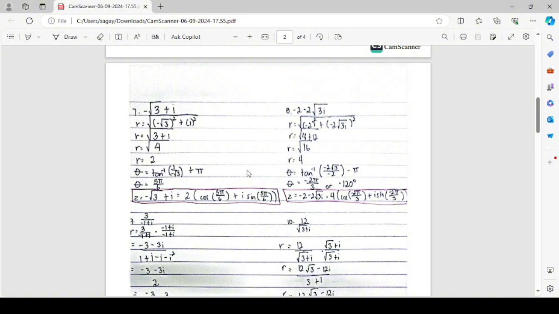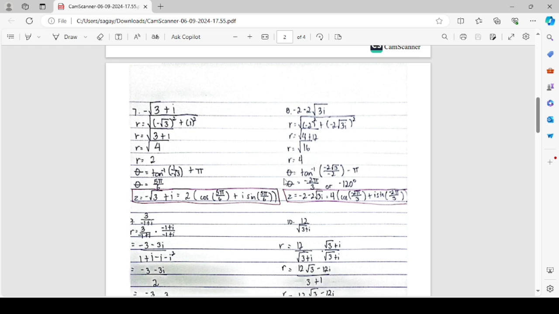And number 8 is negative 2 minus 2 square root of 3i. We just substitute again, so r is equal to the square root of negative 2 squared plus negative 2 square root of 3 squared. Then we get the square root of 4 plus 12, then 4 plus 12 is 16. We get square root of 16, and the square root of 16 is 4. Then theta is equal to the arctan of negative 2 square root of 3 all over negative 2, minus pi. We get theta is equal to negative 2 pi over 3, or simply negative 120 degrees.